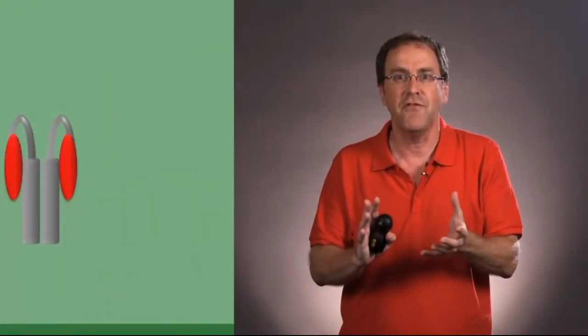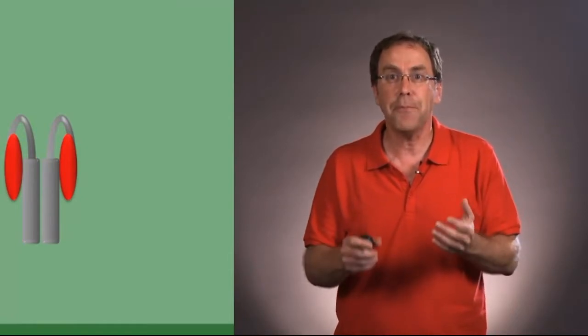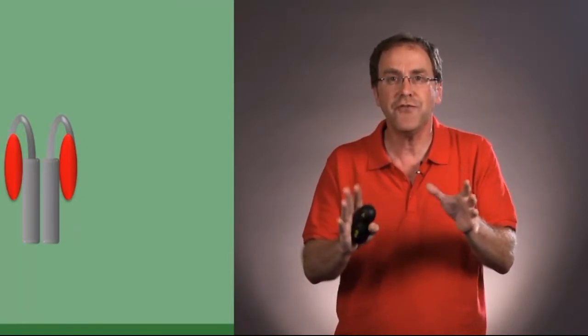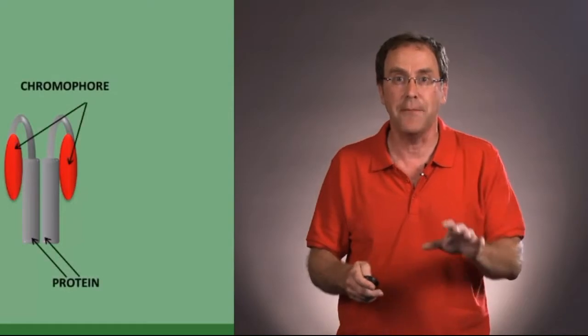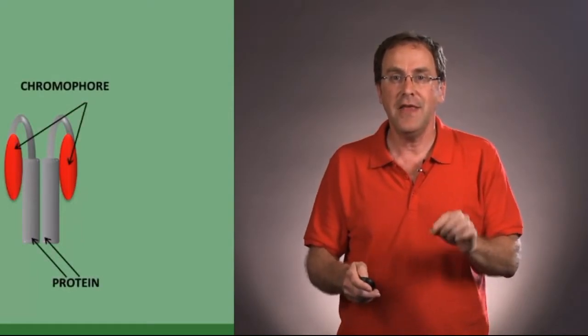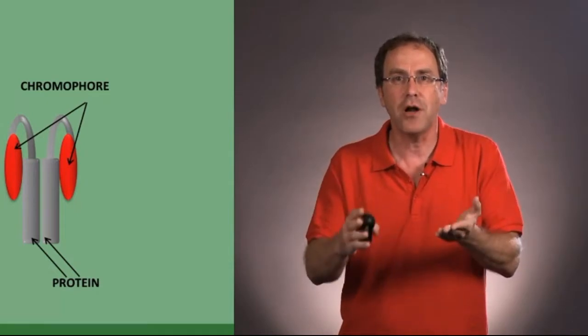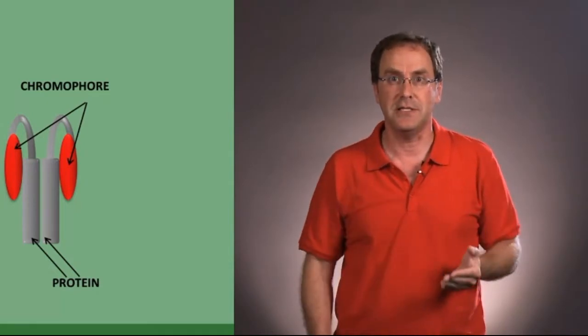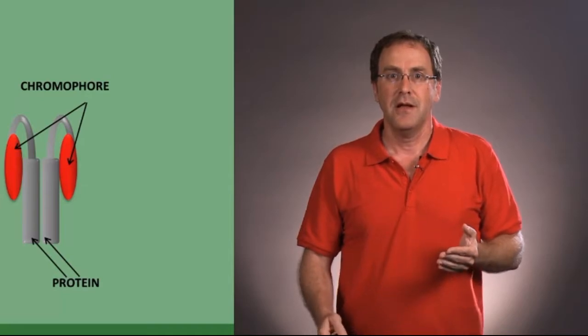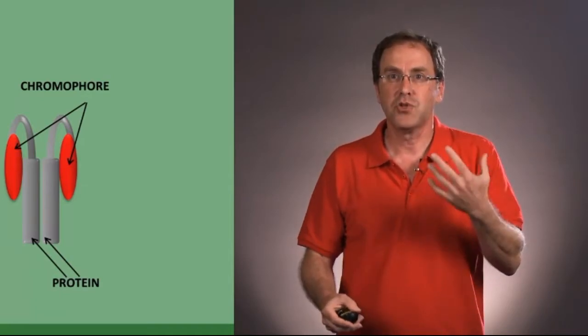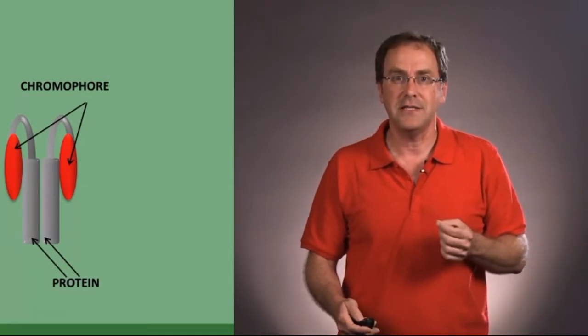So what we have here is a cartoon of how we imagine phytochrome to look. It's actually a protein which has two different components. One is the protein component here, and the other, what we see here on the top, is what's called the chromophore. This is the part of the protein which absorbs the light. Now, phytochrome can absorb either red or far red light.